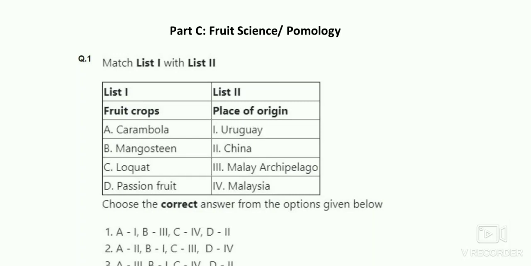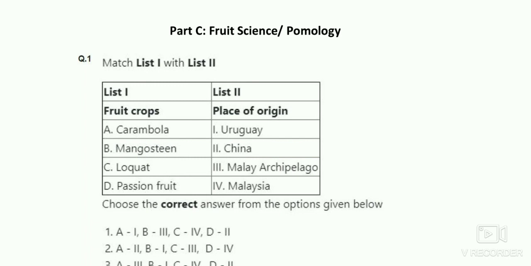Today I'm here to talk about SRF Fruit Science 2020 questions and answers. As we know, the SRF paper consists of Part A, which is general knowledge, with 20 questions. Part B, the core group, horticulture, has 50 questions. And Part C, fruit science, has 50 questions. In previous videos I already covered Part A and Part B, and the links to all those videos are given in the description. So today I'll discuss Part C, that is, fruit science.